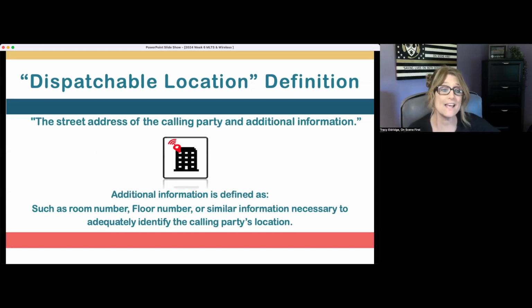And what is a dispatchable location by definition? It is the street address of the calling party and additional information. Additional information being defined as the room number, the floor number, or similar information necessary to adequately identify the calling party's location. If you know what I know, we're not getting this location yet. There is absolutely no way to police this information. And while it is there, it's not fully enforceable at this time.